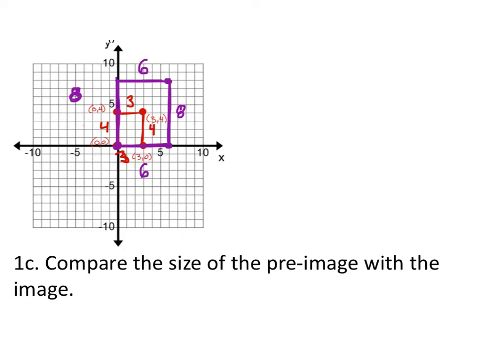So comparing the size, all the lengths have been doubled, but what do you guys notice about the area of the red one in comparison to the purple one? What I mean by that is how many of the red ones would fit into the purple one? 2, 4. 4 of them would. So, in this case, the lengths have been doubled, but the area has been quadrupled.